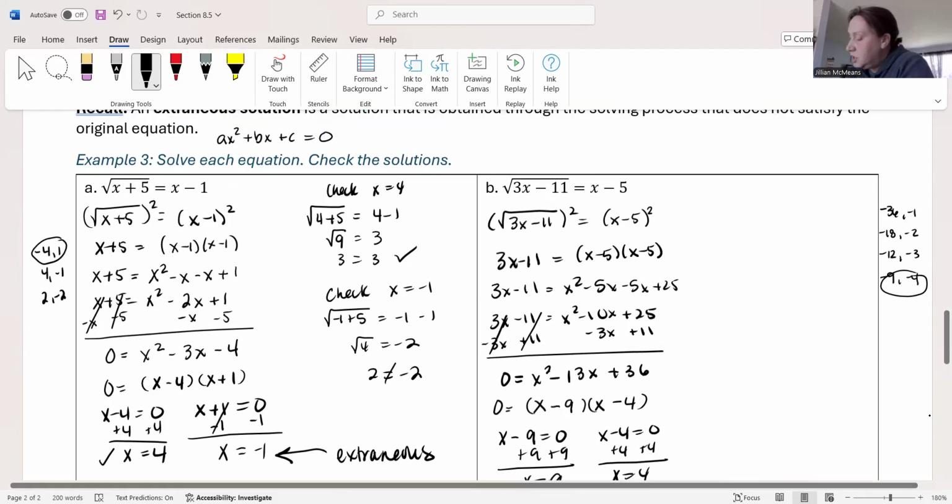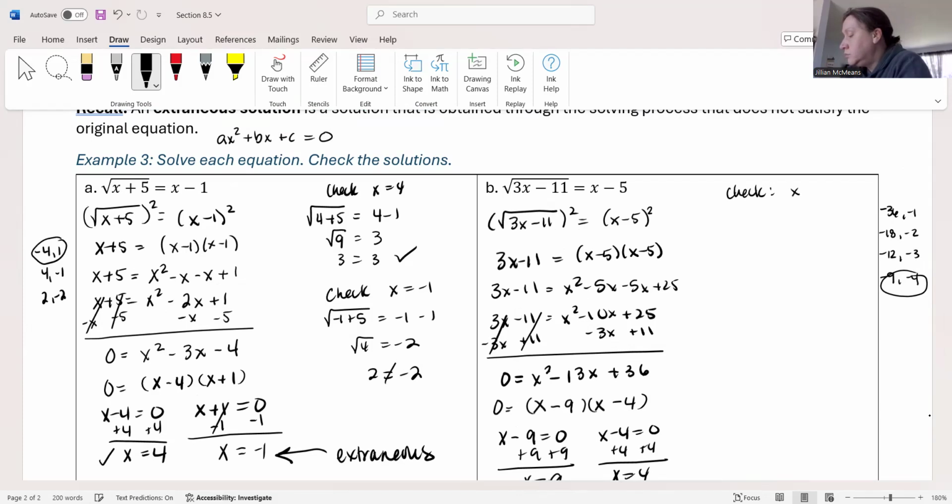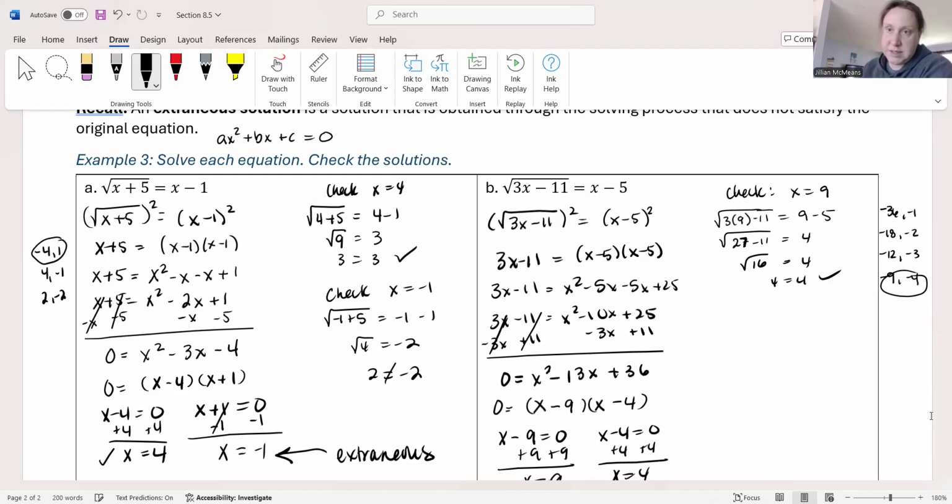Let's see. Let's check. So anywhere I see an x, I'm going to plug in a 9. So I've got the square root of 3 times 9 minus 11 equals 9 minus 5. Well, let's see here. 3 times 9 is 27. 27 minus 11 is what, 16? 9 minus 5 is 4, and the principal square root of 16 is 4. So 4 does equal 4, so we're good. So x equals 9 is fine. Let's check x equals 4.